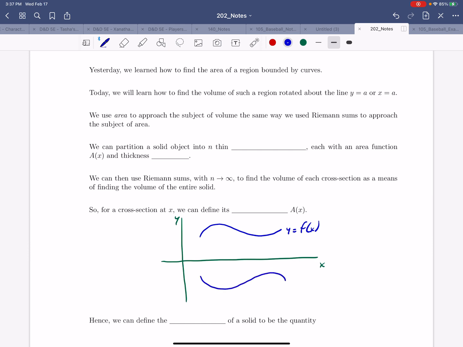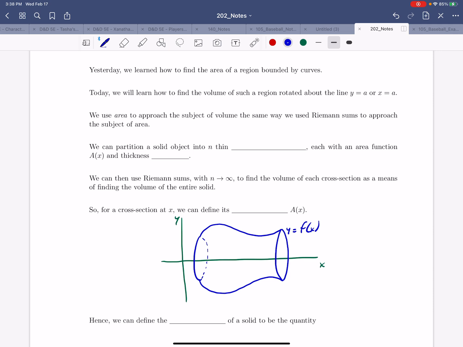Pretend that's a perfect reflection. Maybe I'll shift that down a little bit. Something like that. And what happens when we revolve it about the axis is we get a solid that looks something like this. Sort of like a vase, although it's got that hole at the bottom. And what we want to do is find the volume of this vase.